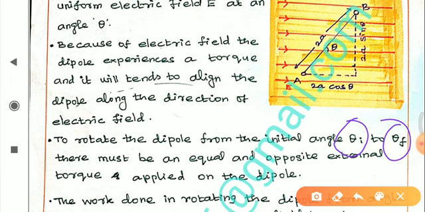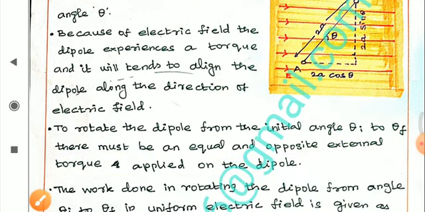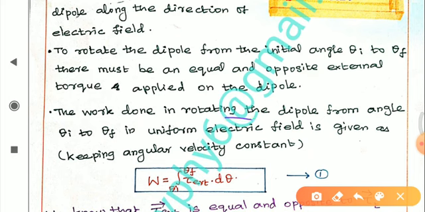Now to rotate the electric dipole from the initial angle to the final angle, we have to do some amount of work. This work must be done equal and opposite to the external torque applied on the dipole, because the torque is already there. To overcome the torque, we have to do some amount of work which must be at least equal to or greater than that, but its direction should be opposite.